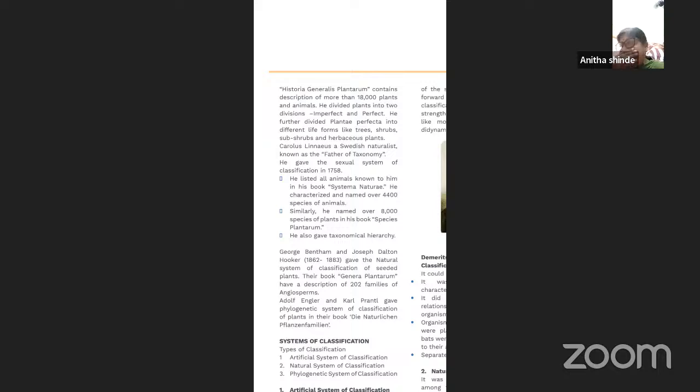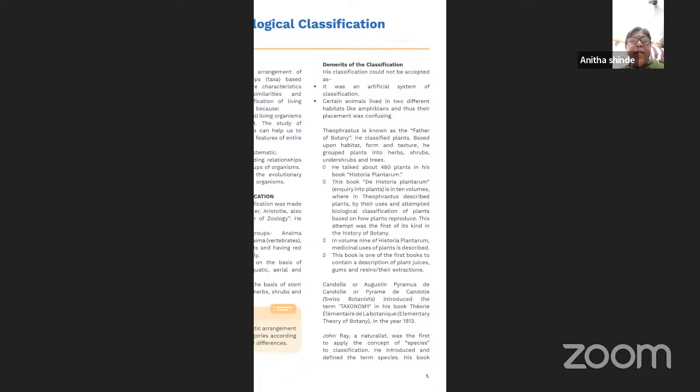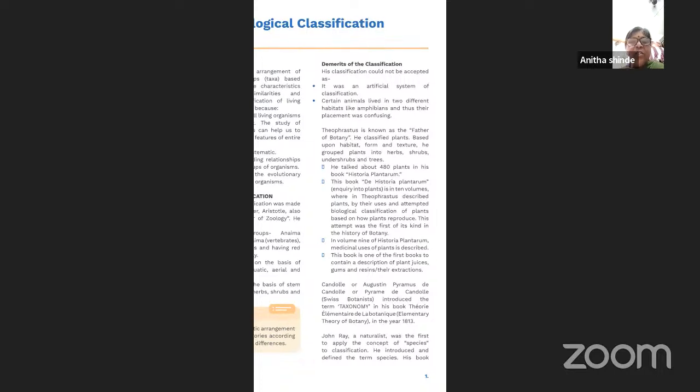Okay, so this is how he has given. Now first was Aristotle, second one was Theophrastus, and now coming to the, I think fourth one was John Ray. One second. Yeah. Third is the scientist by name Candolle. Any doubt? Yes, third one is Candolle. Third scientist was Candolle, who has introduced the term taxonomy, and fourth was John Ray, who has introduced the term species.